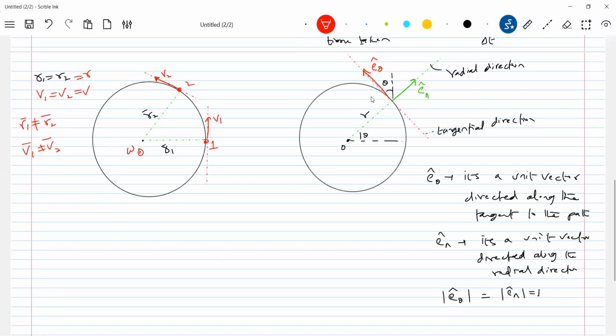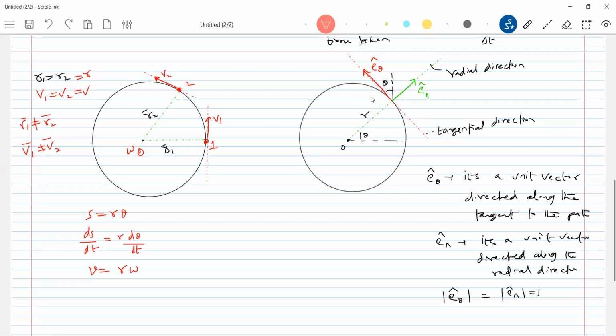Okay, let's go for S equal to R theta. I'll differentiate this: ds by dt equals r into d theta by dt. Even r is variable for some types of motion, but for the time being let me assume it's a circular motion of constant radius. So ds by dt will become the linear speed. Okay, clear this?